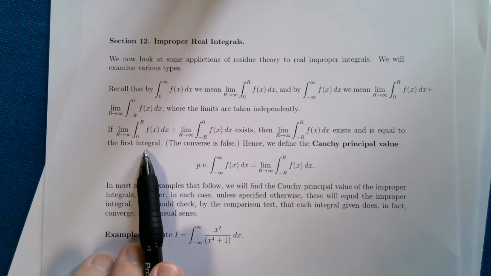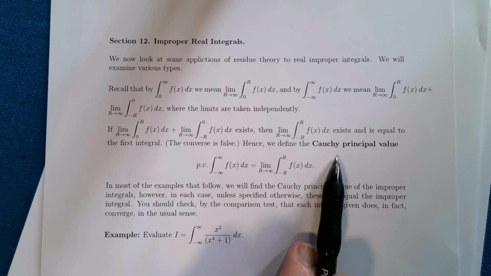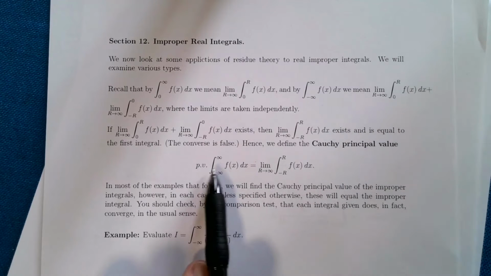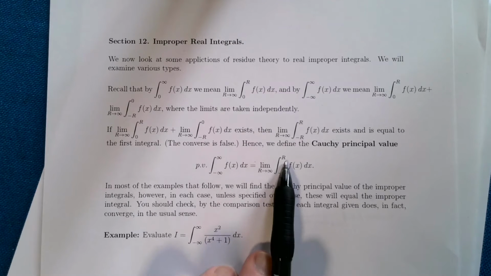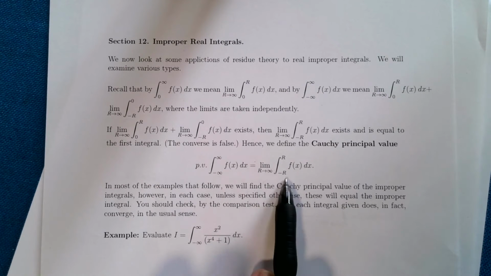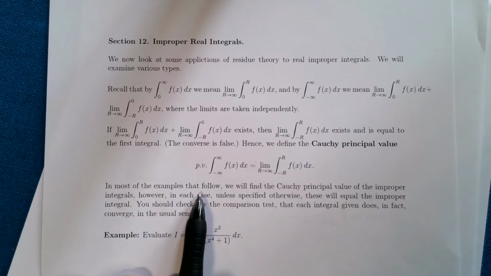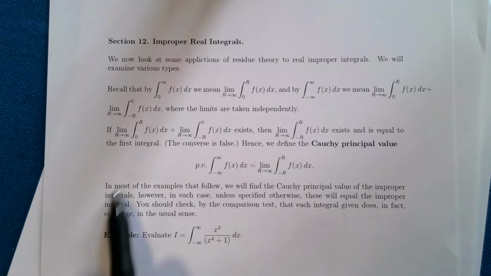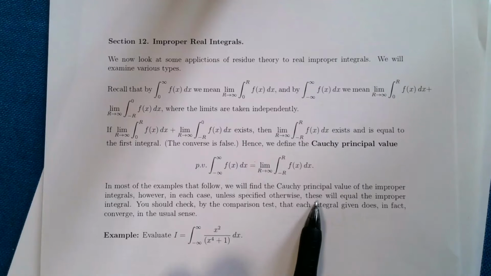Now the converse of this is false, of course, but hence we're going to define what we can call the Cauchy principal value of these integrals. We define it to be the limit where we go from minus r to plus r at the same speed, so not independently, we just let r go to infinity, and if this exists we call this the Cauchy principal value. So in most of the examples that follow we will find the Cauchy principal value of the improper integral. However, in each case, unless otherwise specified, these will in fact equal the improper integral itself.